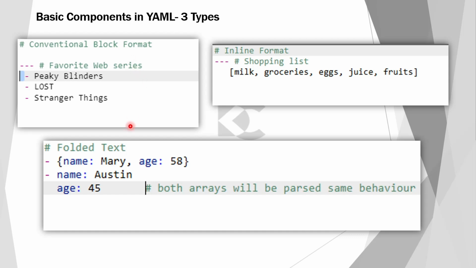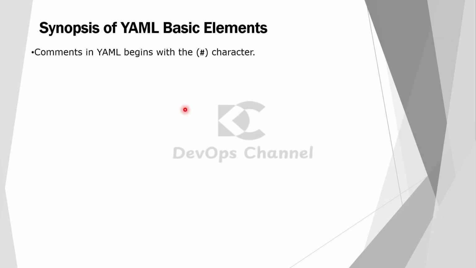Okay, and the next one is the folded format, which is basically used for an array with a dictionary. I have represented one array with a dictionary here. So a list of dictionaries, here is name Austin and age 45. This will work the same as this folded text. So here it is curly braces, name colon space Mary, and comma then space age colon space 15. Okay, so hope you are clear with these three types of components in YML. Next, let's move forward and understand the synopsis of YML basic elements. What are the basic elements?